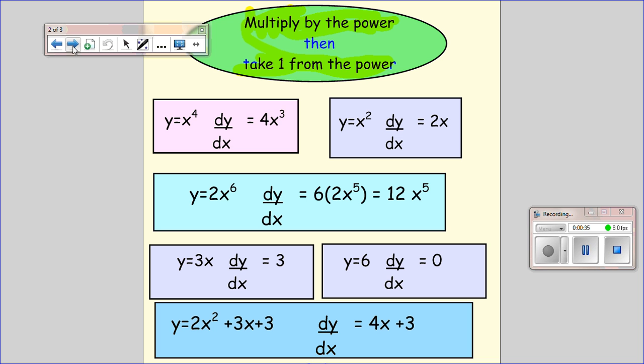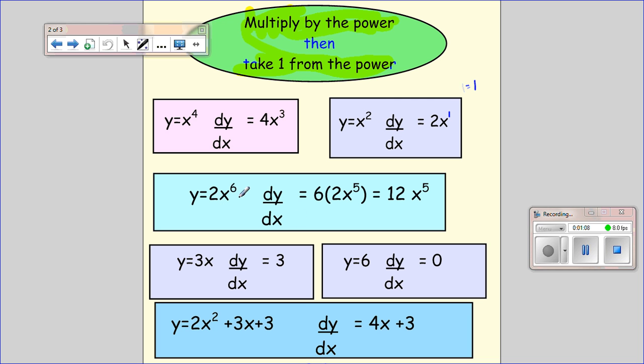Okay, so here's some quick questions. Remember, we multiply by the power and we take 1 from the power. Here, y is x to the power of 4, we multiply by the power and we take 1 from the power. So 4 take away 1 gives you 3. Here we've got y equals x squared, so we multiply by the power and we take 1 from the power, and 2 take away 1 is going to give you 1, and so there's a little 1 here which we don't actually need to write.